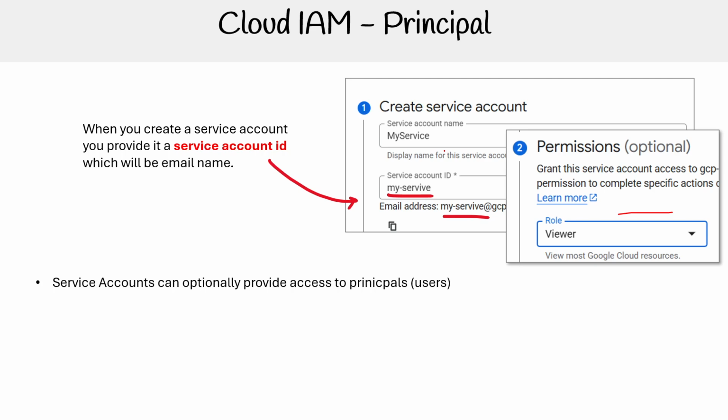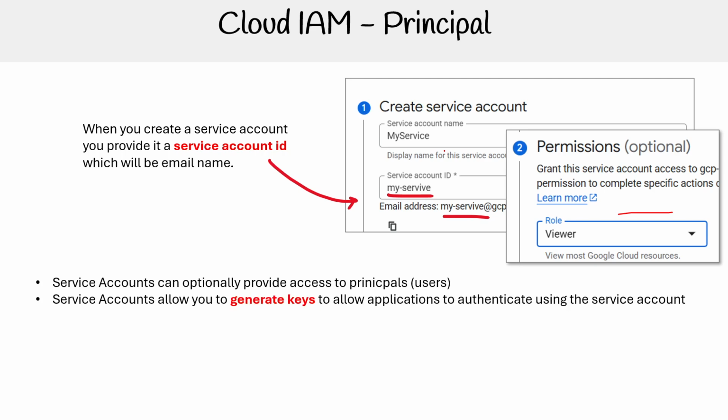Service accounts can optionally provide access to principals, such as other users. Service accounts also allow you to generate keys to allow applications to authenticate using service accounts. You're going to be doing this a lot, unless there's a case where you're just creating a service account for a service to use. I think with Compute Engine or Vertex AI, you will end up doing that, where you never generate keys. You just have to create a service account associated with the service, so you can say exactly what permissions it's allowed to access. Service accounts are assigned at the project level, not at the org level. So, that's how it is there.